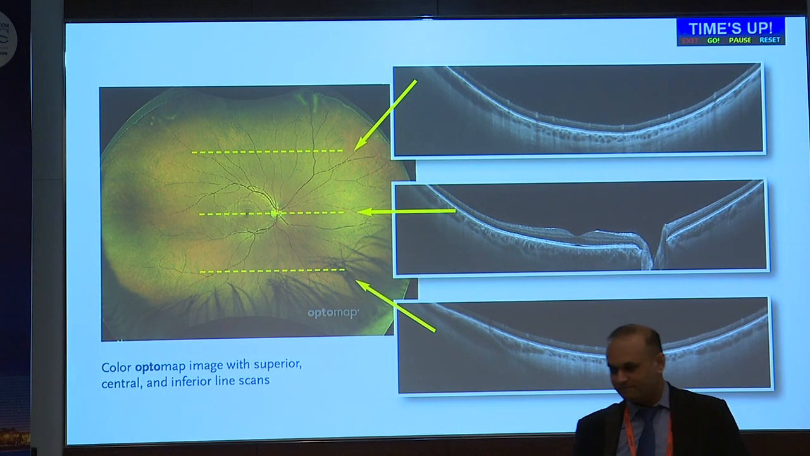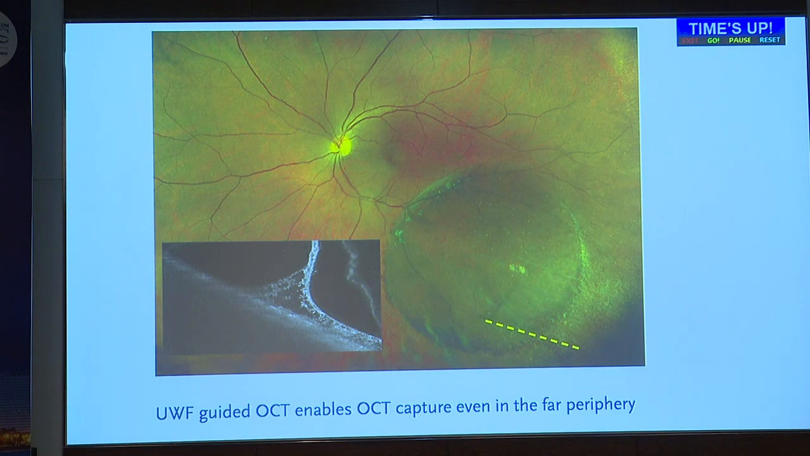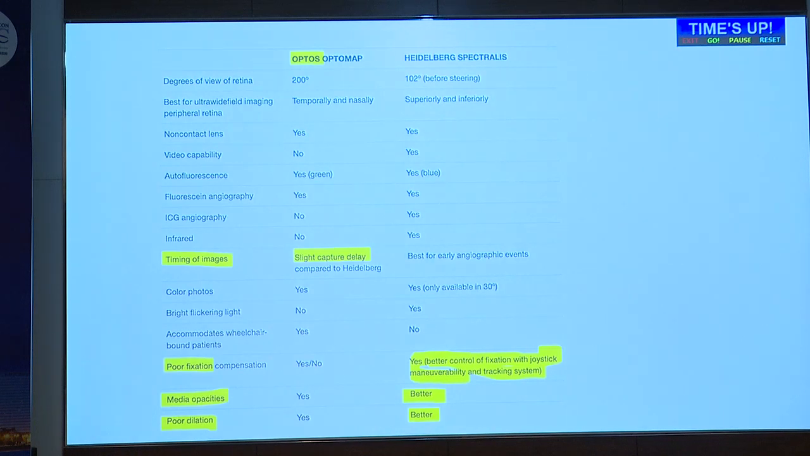So the advantage of the OPTOS is basically doing the OCT of the periphery. Whether it is applicable in your practice, you have to decide, because mostly for research and publications you will be needing this very wide field kind of OCT images of the periphery. So it's up to the clinician to decide. Other things are that there is a slight delay in the capture of imaging. So the early angiographic events are captured much better with the Spectralis, and where the patient has poor fixation, media opacities, or poor dilatation, because you have a joystick in hand, you are able to handle these situations in a much better way.